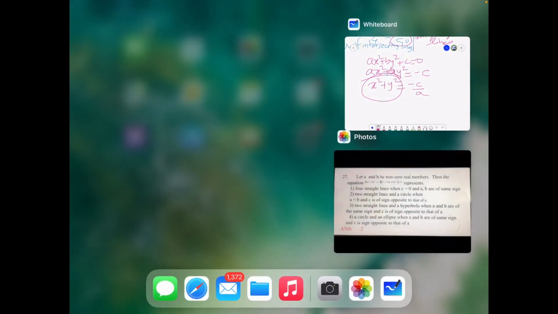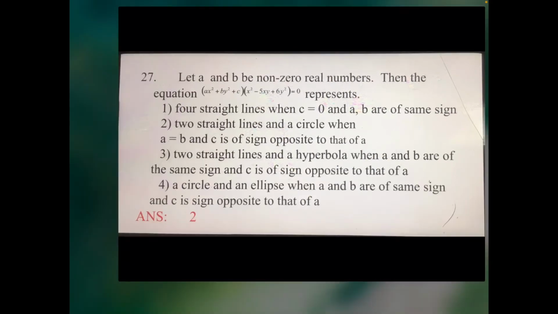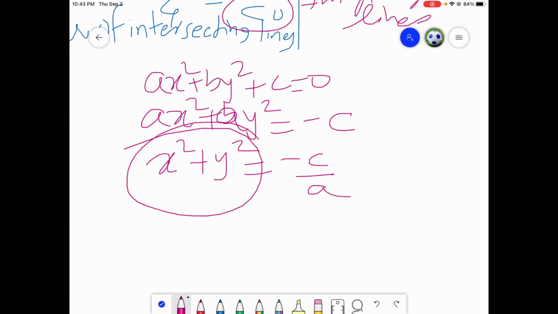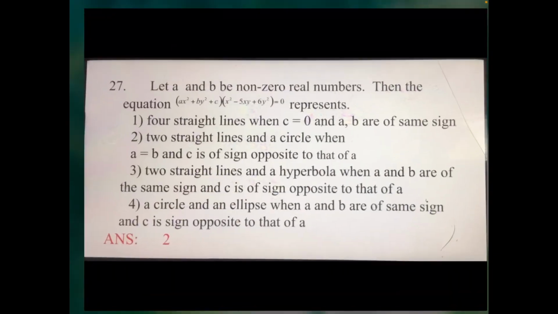Now c and a, look what they have stated. C is of sign opposite to that of A. So let's assume if A is positive, then C is negative. So negative of negative is going to be positive. So this is going to be a positive quantity when A is positive. If A is negative, then C is positive. So negative of positive upon a negative is also going to be positive. So in both these cases, x square plus y square is greater than 0, which is of the format x square plus y square is equal to r square, right? Because greater than 0 means I can write it as r square. This is an equation of a circle, right? Circle. So that's why option number 2 is correct.